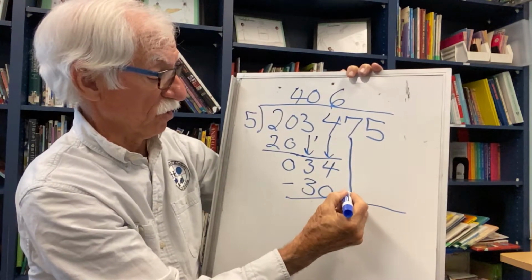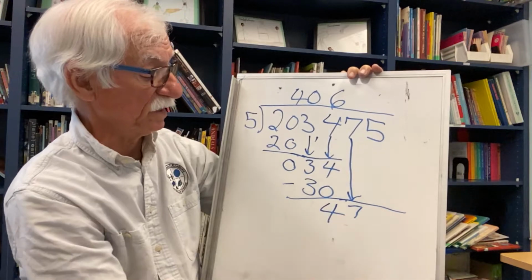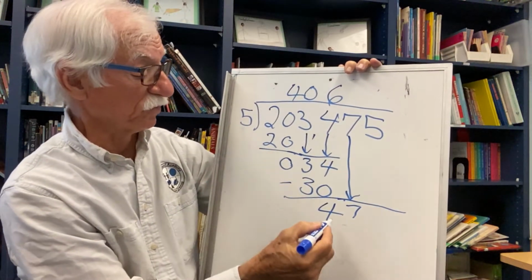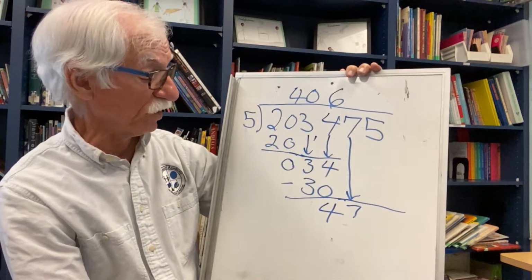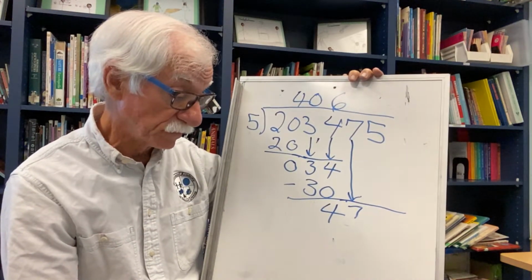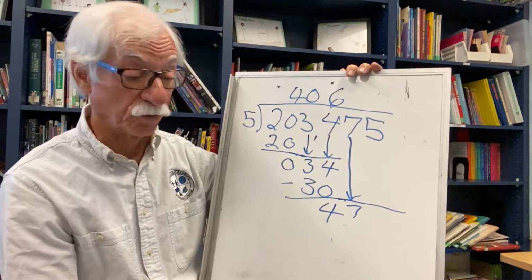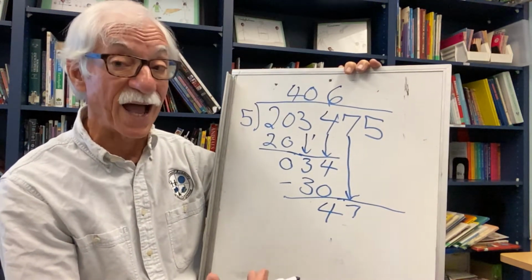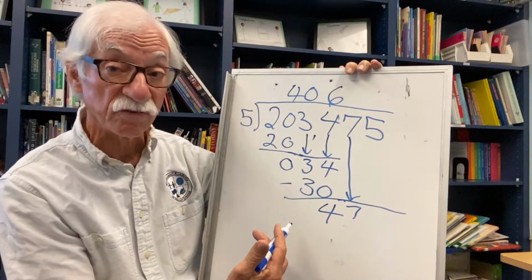This is serious long division. Bring down my 7 10s. How many groups of 5 are there in 47? 5 times 8 is 40, but there's still another 5 group in there. 5 times 9 is 45.